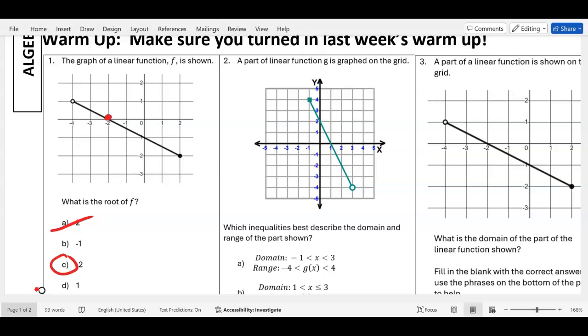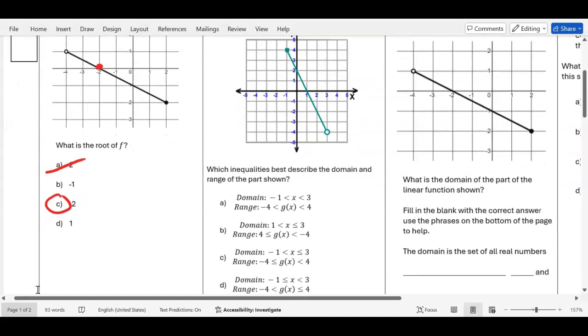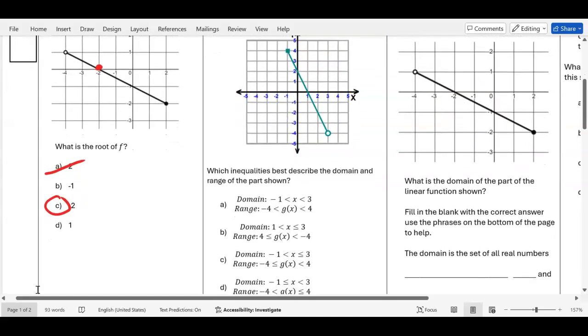Cool? Okay, number 2. Now, you're trying to tell me, based on this graph, what the domain and range is. Now, domain is which letter, X or Y? Anybody? Domain is X or Y. Okay, X, so X is from left to right. So look right here. The furthest to the left is this point right here. This is shaded in, right?